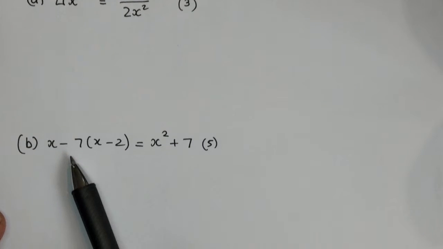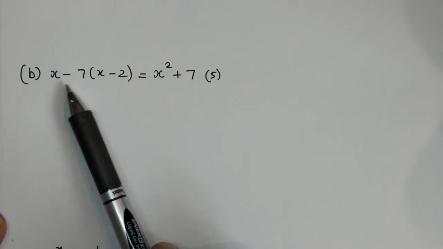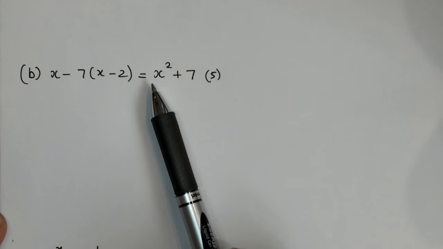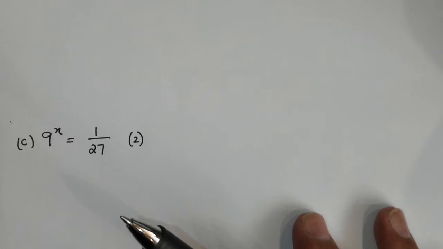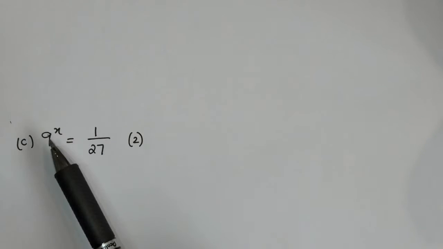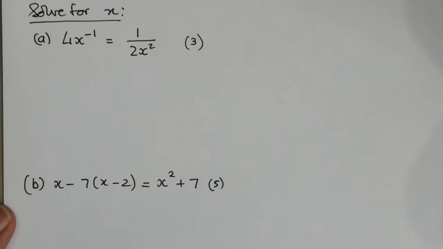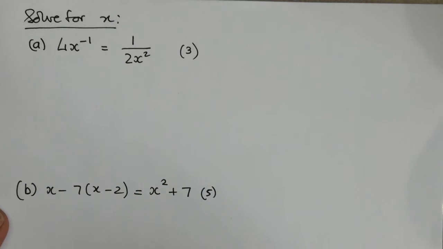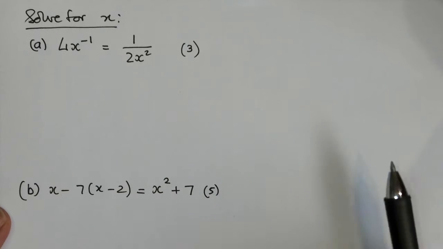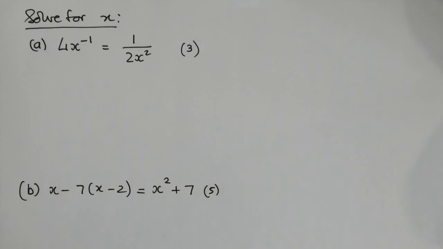Here we've got a different situation. We have an x in a bracket, and we have an x squared in the last part of that equation. And here all of a sudden the third question dealt with an x in the power. So let's see, how do we interpret these questions? You need to understand what you're working with before you decide what you do.